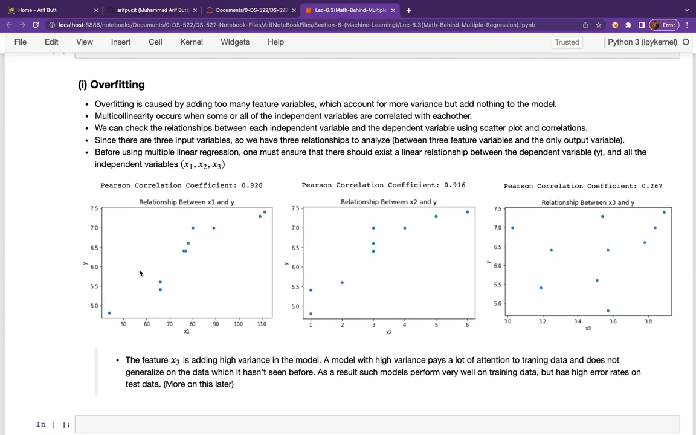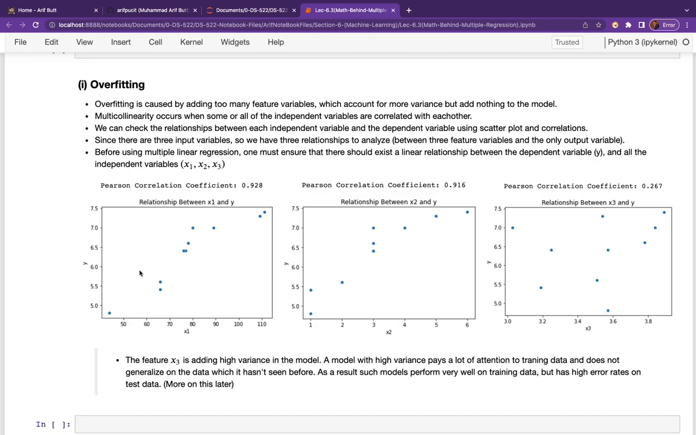Let me quickly talk about overfitting. My dear students, adding more input features blindly to your dataset does not mean that the prediction will be better. Rather, it can make things worse and may cause a problem called overfitting. Overfitting is caused by adding too many feature variables which account for more variance, but actually add nothing to the model. Such a model fits too tightly to the existing data, and the chances are that it will not fit well on the input data that the model has not seen.